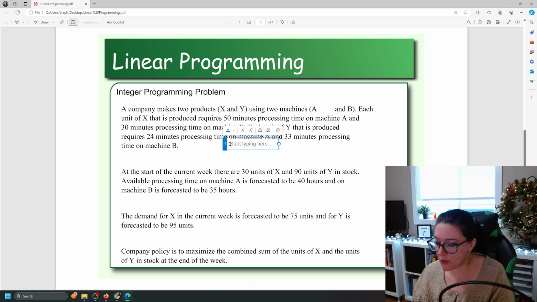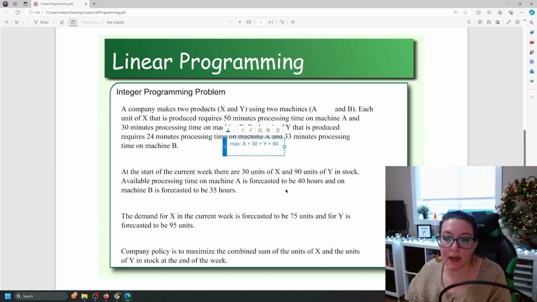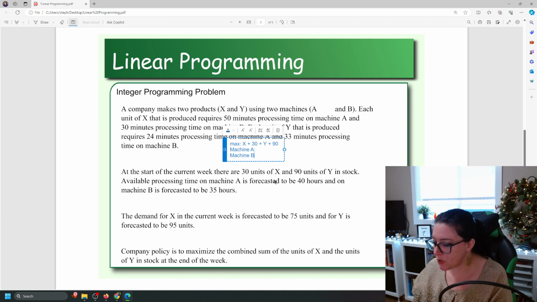All right, so what are we trying to do? We're trying to maximize the amount of units we have on hand. So that's X plus, we already have 30, plus Y plus the 90 we already have on hand. Now we need to look at our constraints. We are constrained by machine A, we are constrained by machine B, and we are constrained by our demand.